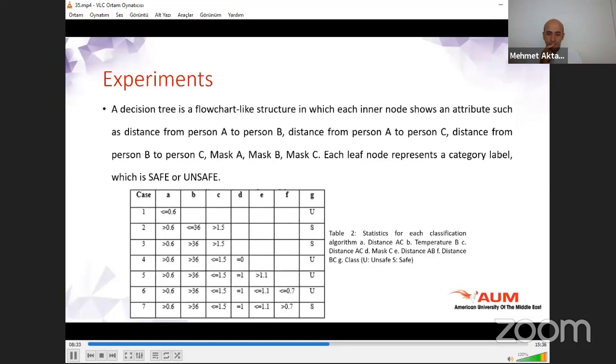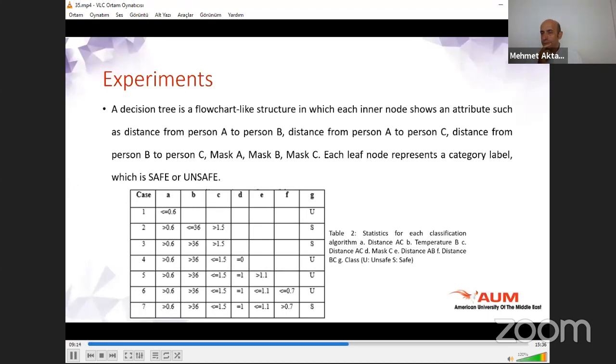So in the table, the first column shows the distance from A to C, and then B represents the temperature of person B. C shows the distance from person A to C, and D shows the information about whether person C wears a mask or not. And E represents the distance from A to B, and F represents the distance from B to C. The last one represents the class, whether it's safe or unsafe.